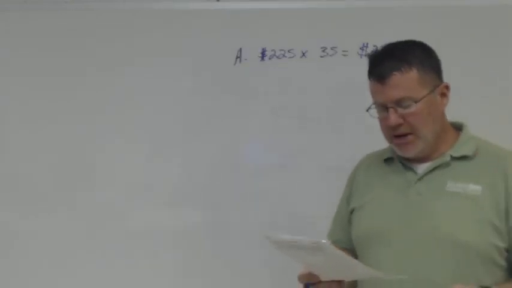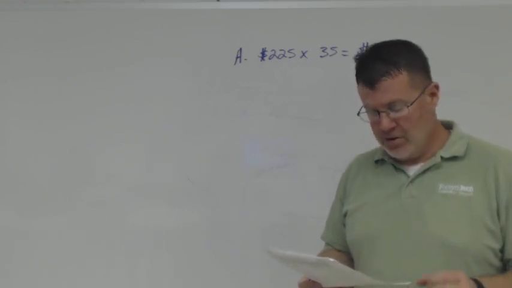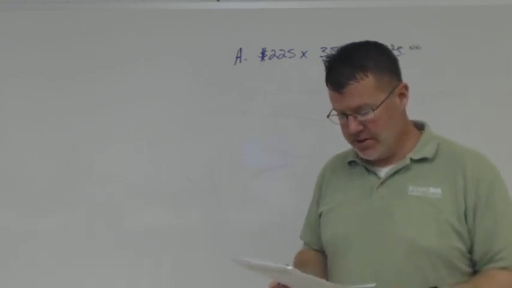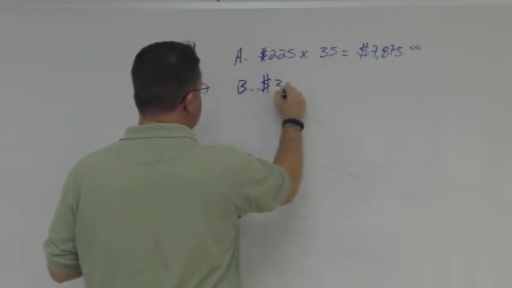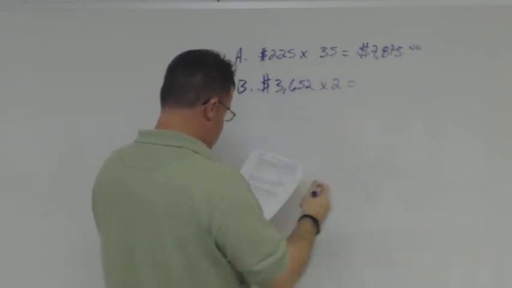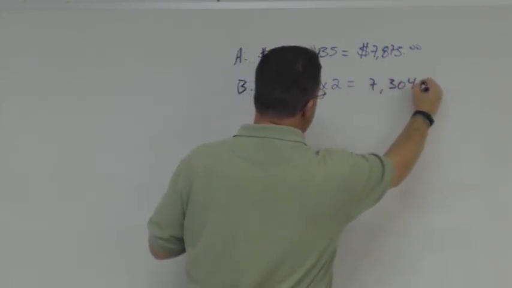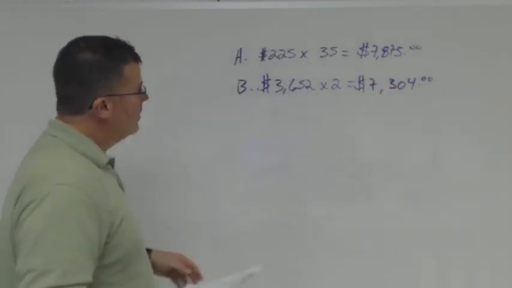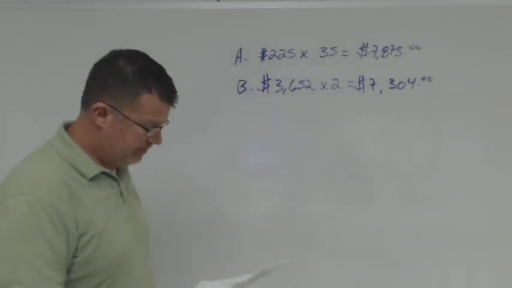Option B, 2 payments of $3,652. That's $7,304 for unlimited clearing. So B is 3,652 times 2 payments, which is $7,304. So we're already cheaper here for the property management company.